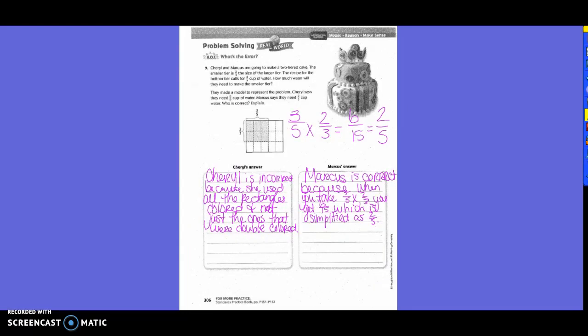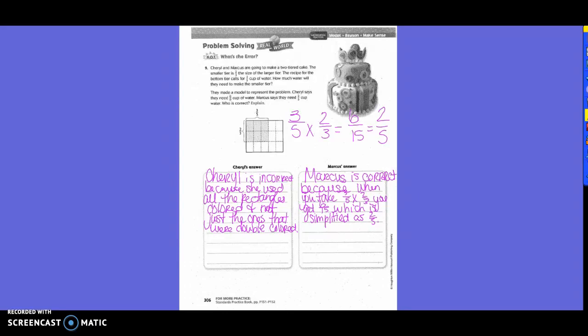Problem solving. Cheryl and Marcus are going to make a 2-tiered cake. The smaller tier is 2/3 the size of the larger tier. The recipe for the bottom tier calls for 3/5 cup of water. How much water will they need to make the smaller tier? They made a model to represent the problem. Cheryl says they need 6/9 cup of water. Marcus says they need 2/5 cup of water.